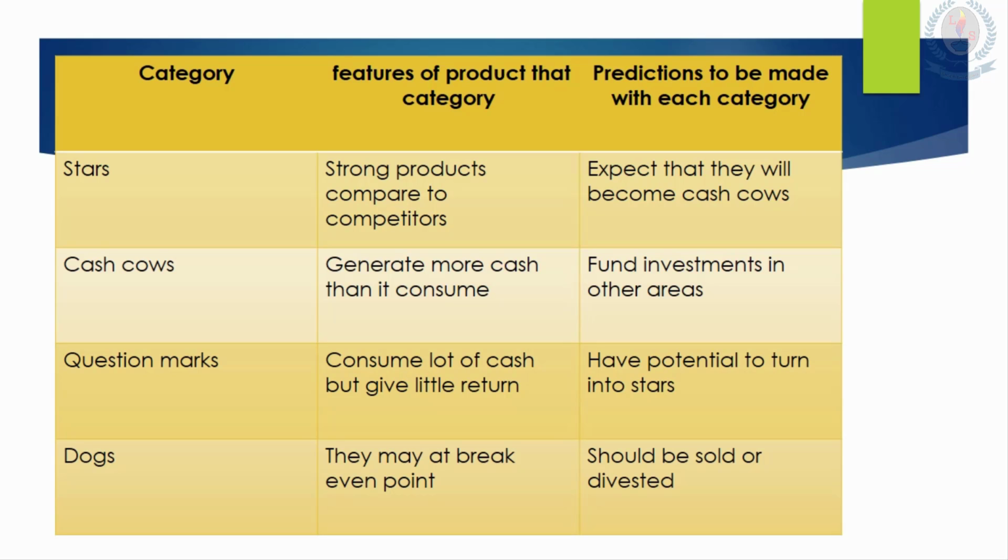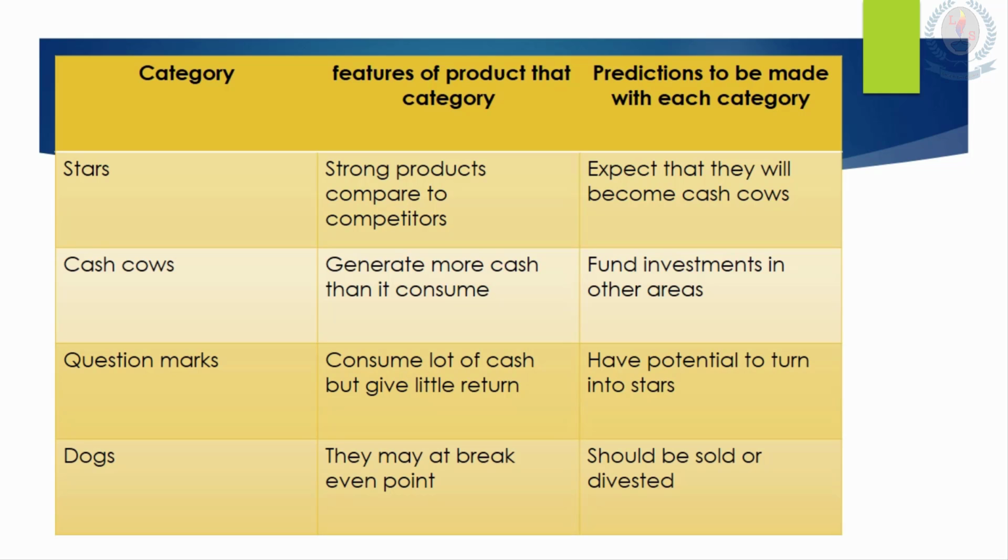Which type of product are we going to categorize under this group? If one of our product lines has a low relative market share, but the market growth rate is high in that product line, it means it consumes a lot of cash but gives little return. We are investing more money, but they give a small amount of return.